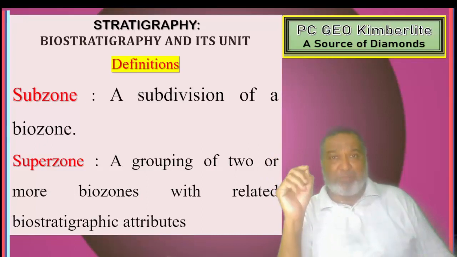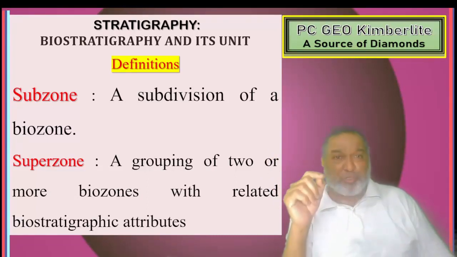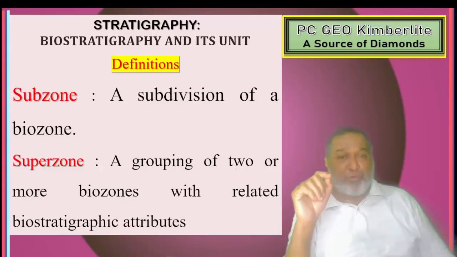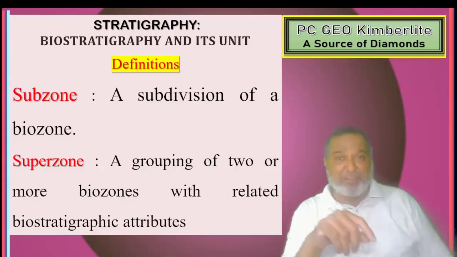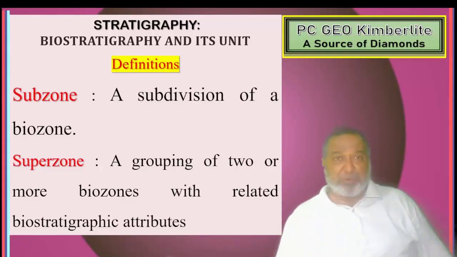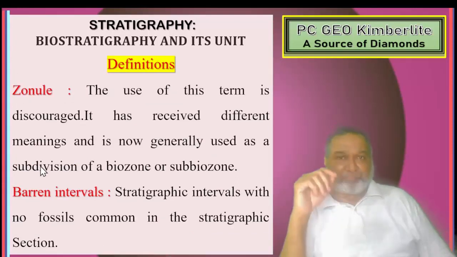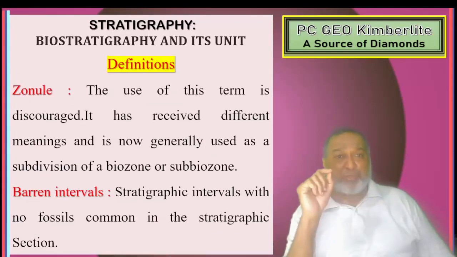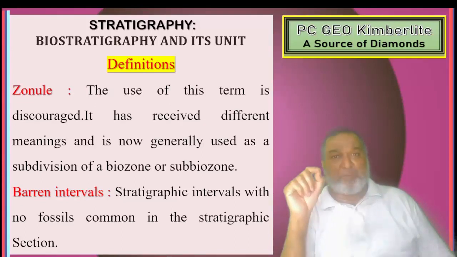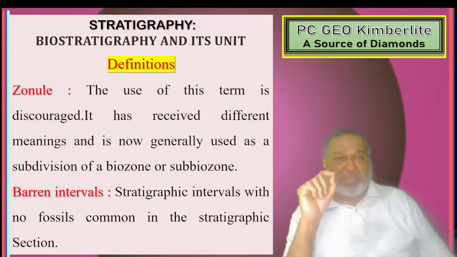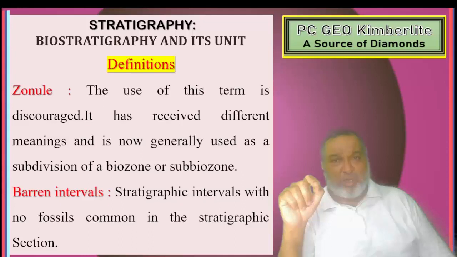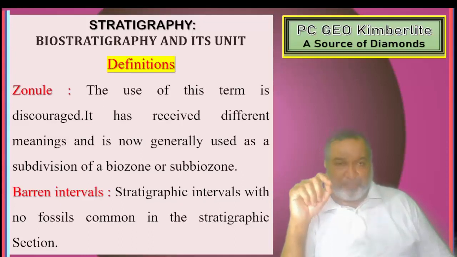Subzone, a subdivision of a biozone. Superzone, a grouping of two or more biozones with related biostratigraphic attributes. Then it is called a superzone. So biozone, superzone and subzones. Next definition we'll see, zonule. The use of this term is discouraged as it has received different meanings; it is now generally used as a subdivision of a biozone or sub-biozone.